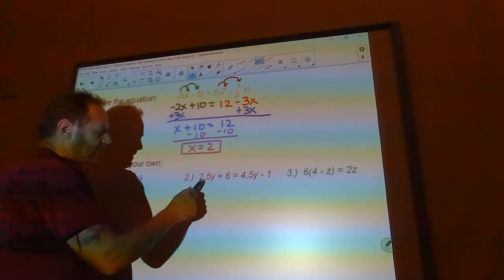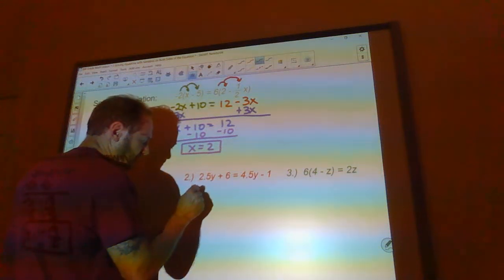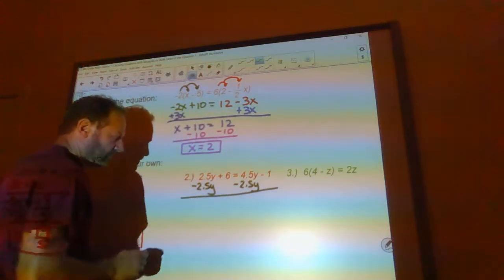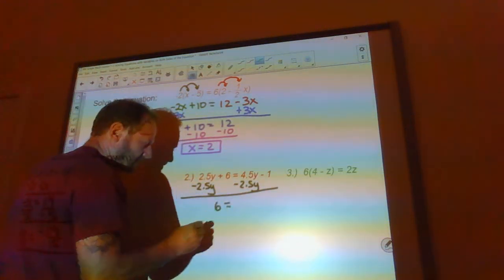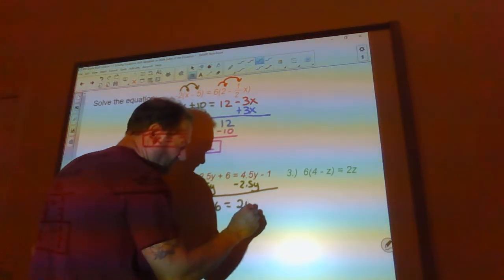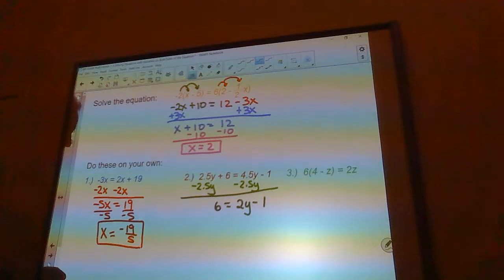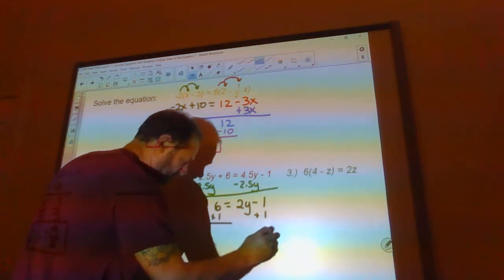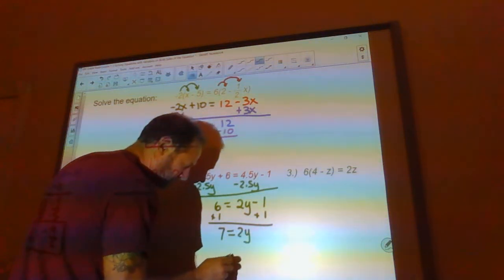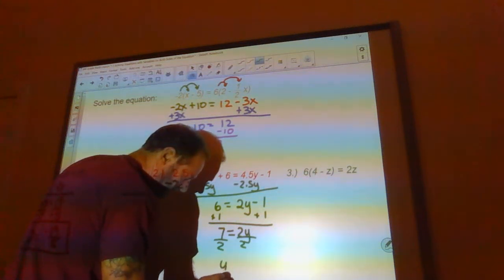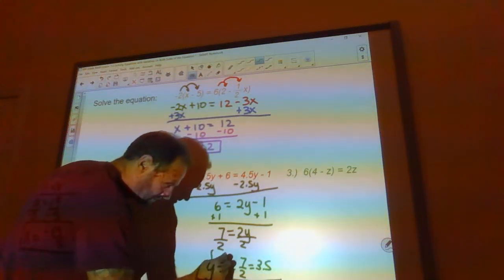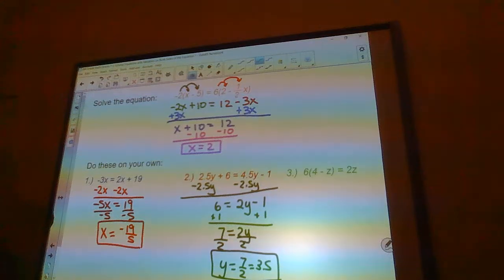Okay, this one. I've got y's on this side, I've got y's on this side. So I'm going to subtract 2.5 y's from both sides. It's going to make all this go away, leave me with a 6. Over here, this is going to be 2y minus 1. Now I'm going to add 1 to both sides. And I get 7 equals 2y. And then I divide by 2. And I get y equals 7/2. Or you could change it to 3.5 because that's a nice decimal. But I would just leave it as 7/2.